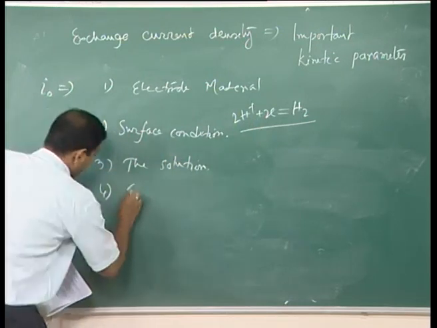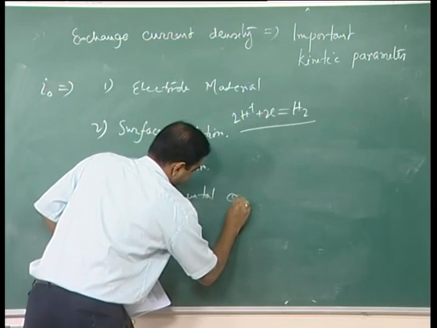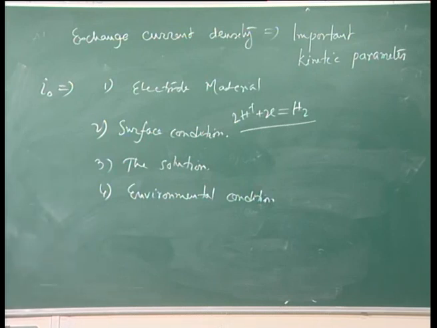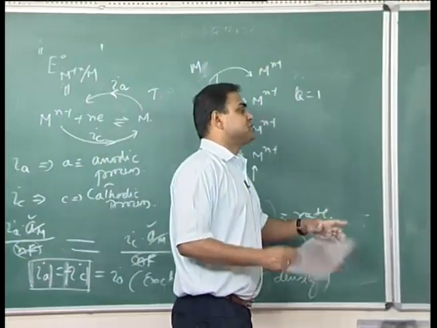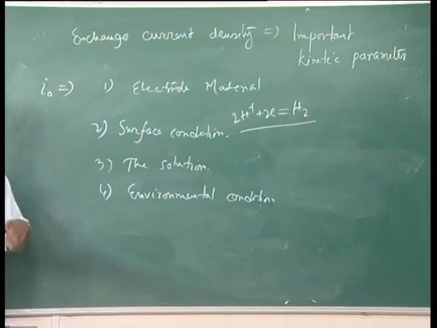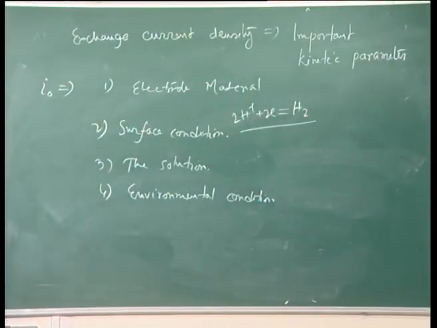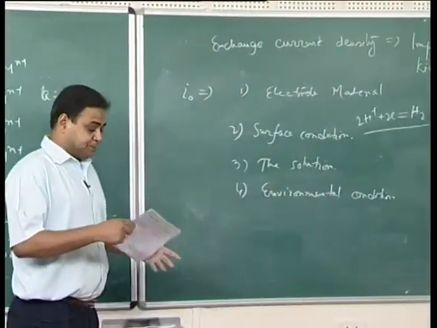Then fourth is environmental condition. Let us say you are considering an area where you have much more presence of salt in the atmosphere, or an area where you do not have much presence of salt in the atmosphere. Let us say you are doing some test in Visakhapatnam, Vizag, which is a sea region, and you are doing some test in the Ladakh region, you will have a difference in I0 values.